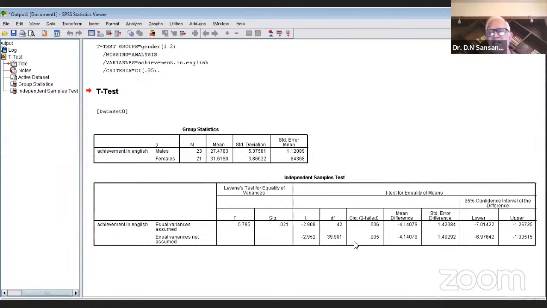And this value is significant at 0.005, so you can say it is significant at 0.01. Because in social sciences, the maximum error you are allowed is 5% and the minimum is 1%. So your level of significance can be either 0.05 or 0.01. Therefore, this value is significant. And when I am using this lower value, I should use this degree of freedom, which is 39.901. I should not use 42 as the degree of freedom. And the level of significance is 0.01.